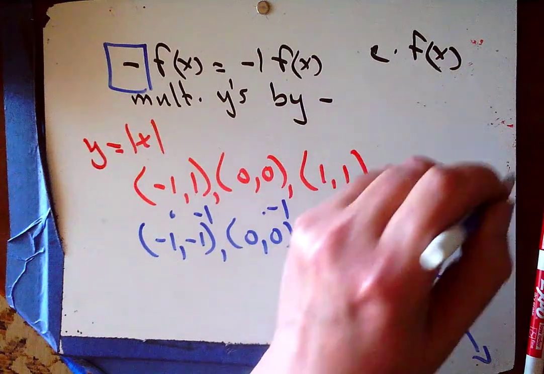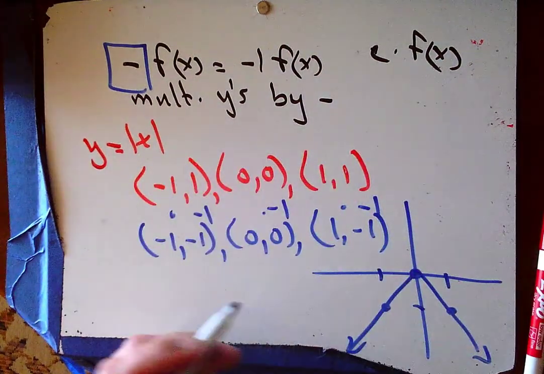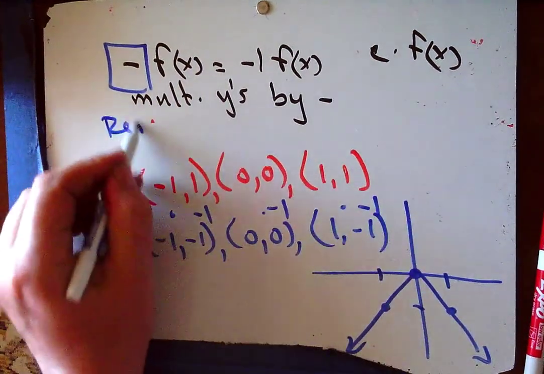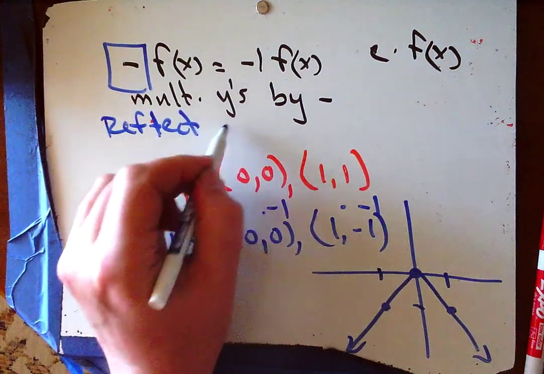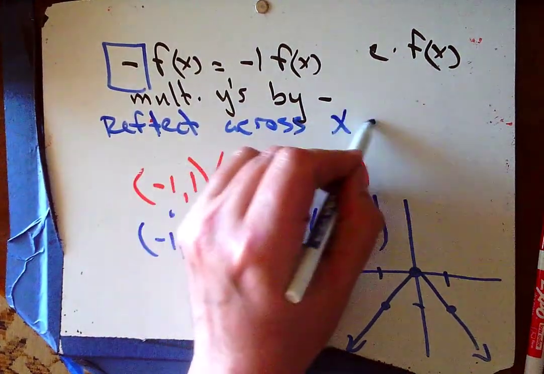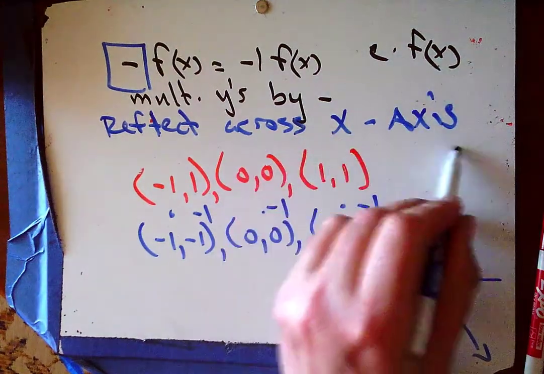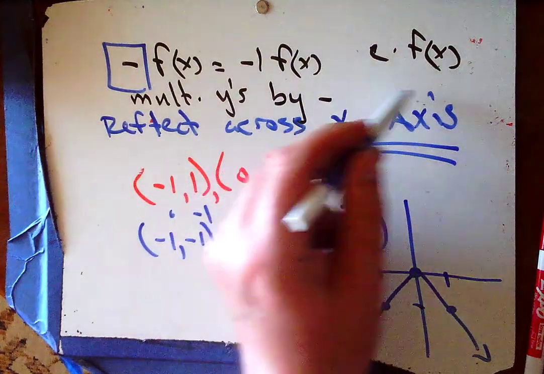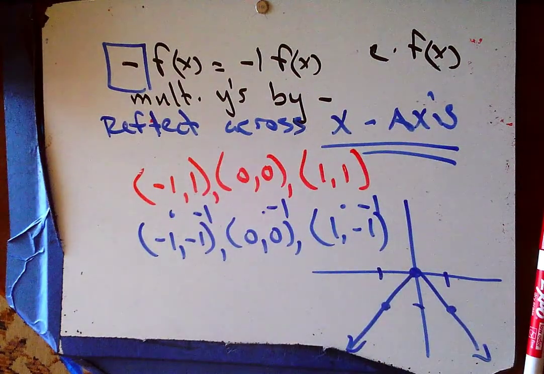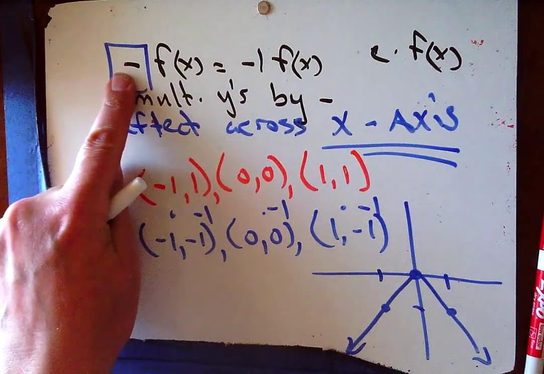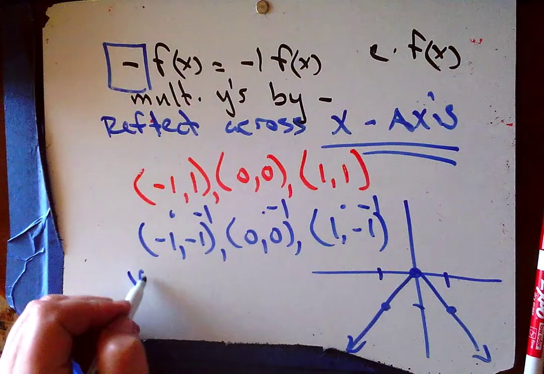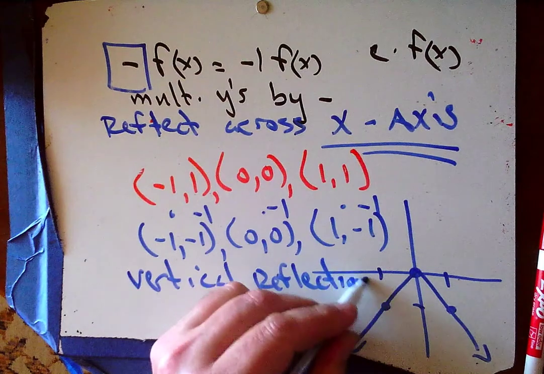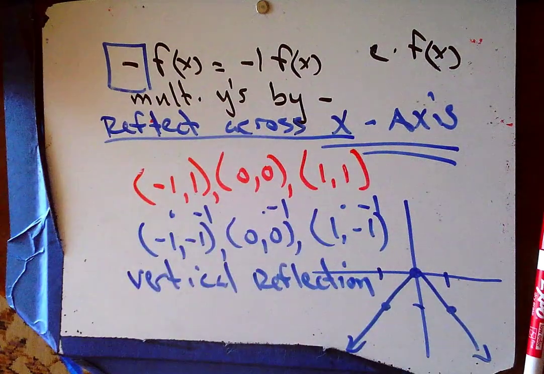What transformation did we just see? The original reference graph was up here. Now we're down here. So this type of transformation reflects across the x-axis. I know we played with the y values, but what did we flip across? We flipped across not the y-axis, but the x-axis. So when I see this negative out in front, that's going to be a vertical reflection, or reflect across the x-axis.